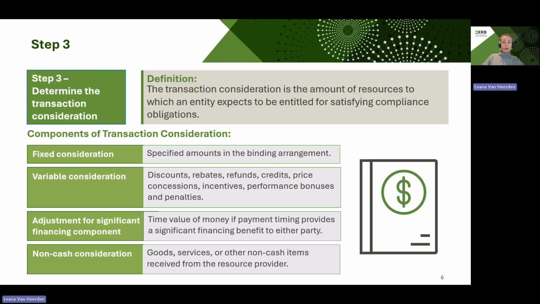2 components I want to call out are variable considerations, which can include discounts, rebates, refunds, and so on, and a significant financing component, which may not be explicitly stated in the arrangement but needs to be considered when the timing of payments provides a significant financing benefit to either party. The revenue ED contains specific measurement requirements for the different components on the slide.